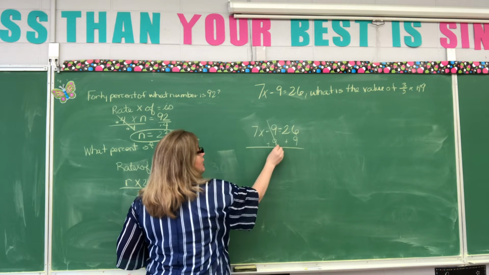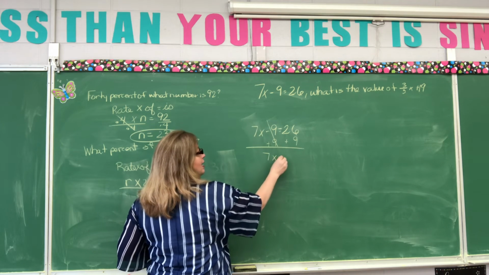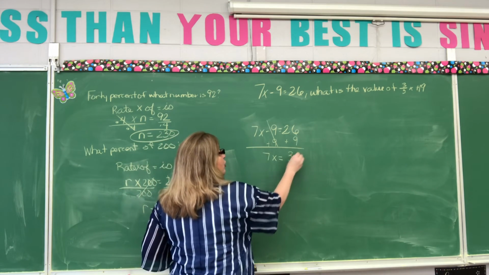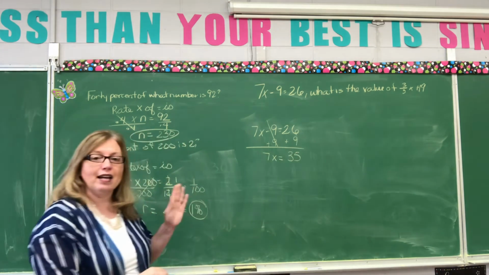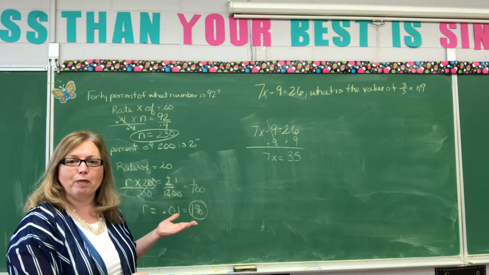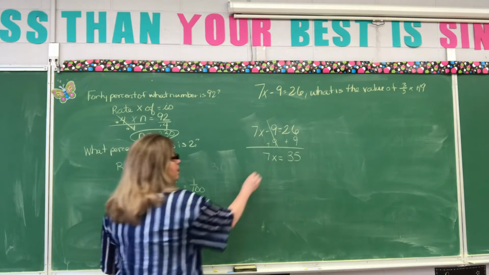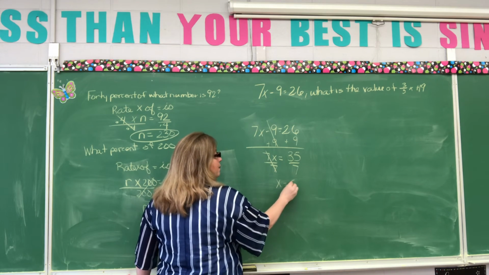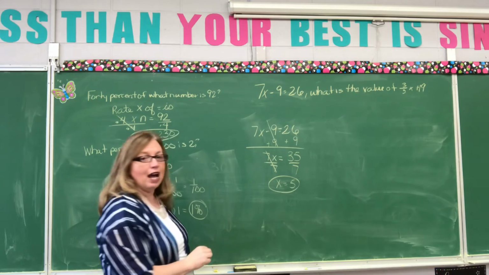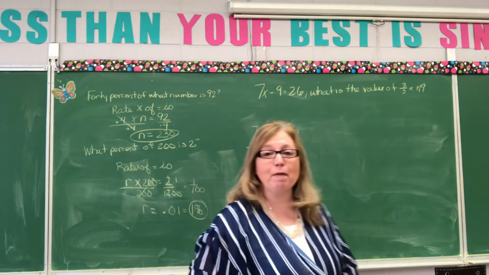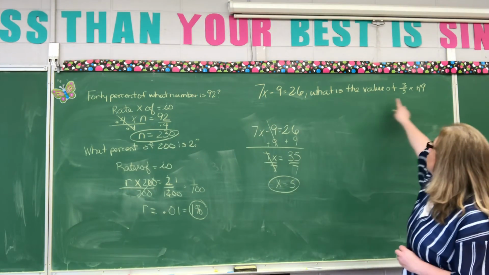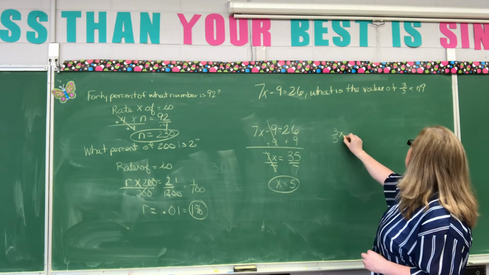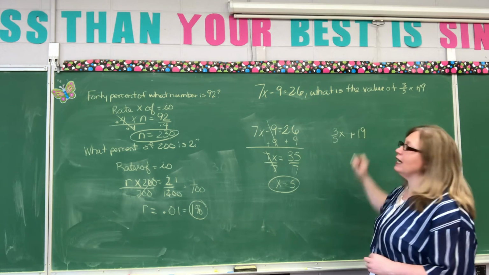Okay? This is going to cancel, leaving me 7x equals. I'm going to go over here and I'm going to add and get 35. Now I have 7x equals 35. Pretty simple. What am I going to do? Divide by 7. Okay? When I divide both sides by 7, that gives me x equals 5. That is not my final answer. That is one step of my answer. Because my question is, what's the value of 3/5 x plus 19?